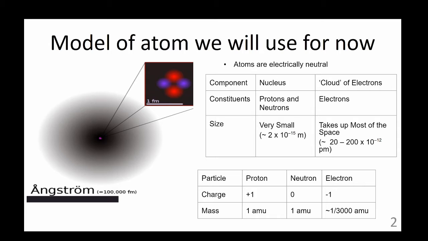The protons have a charge of +1 and a mass of 1 atomic mass unit, or AMU. The neutrons do not have any charge and also have a mass of 1 AMU. The electrons have a charge of -1, but the mass of an electron is very small compared to that of a proton or a neutron. It is about 1/3000th the mass of a proton or a neutron, so most of the mass of an atom is concentrated at the nucleus.